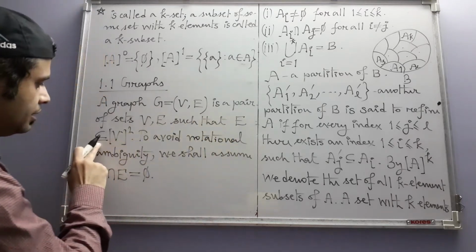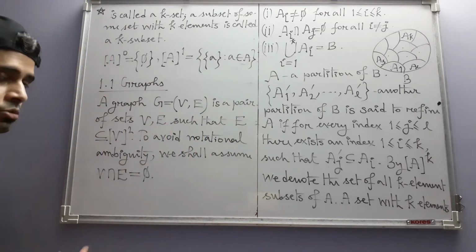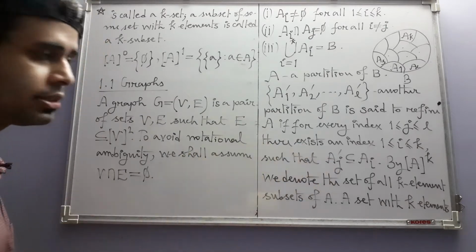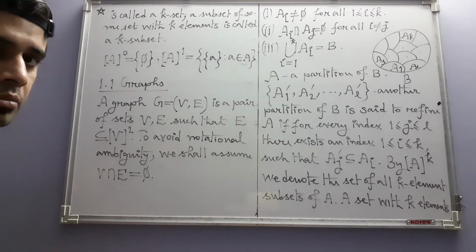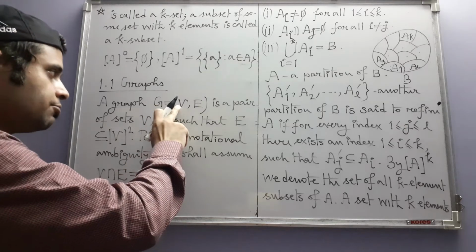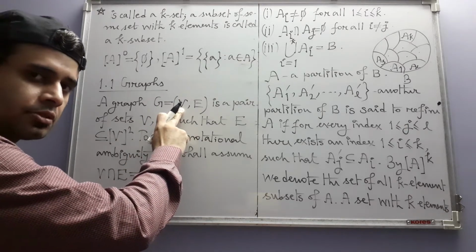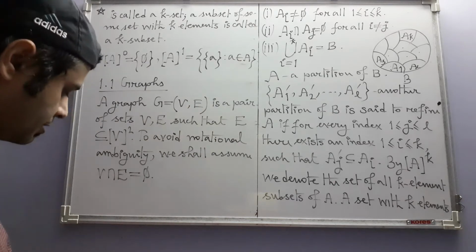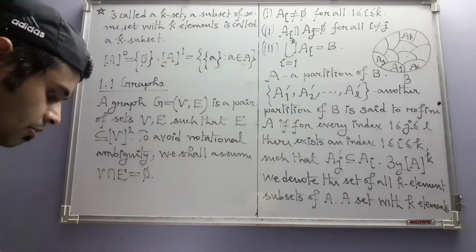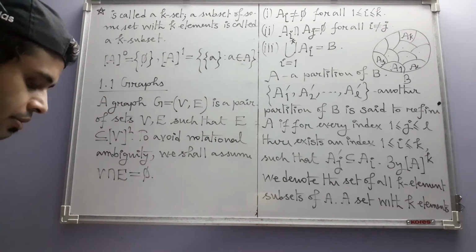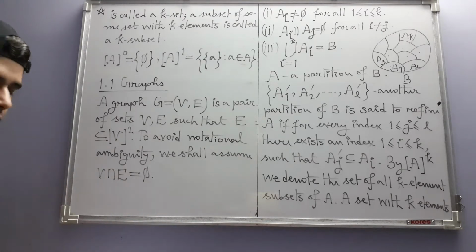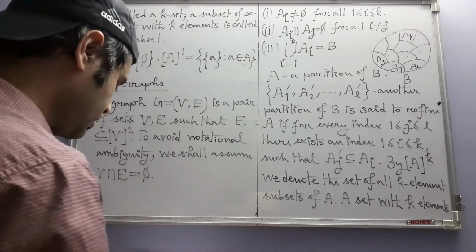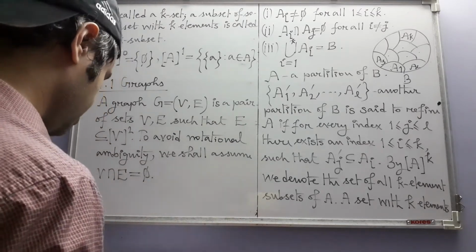Such that E is a subset of V2. Now V2, according to this definition, is the set of all 2 element subsets of V. Okay, so I think it will be better to consider an example right now, but let's just write some more things related to this definition, and then we will look at an example.